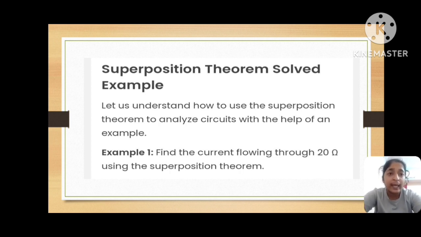I am going to take an example which has been solved, the problem on the superposition theorem. Example 1, what I have been explaining, the problem on the superposition theorem: find the current flowing through the 20 ohm resistor using the superposition theorem.